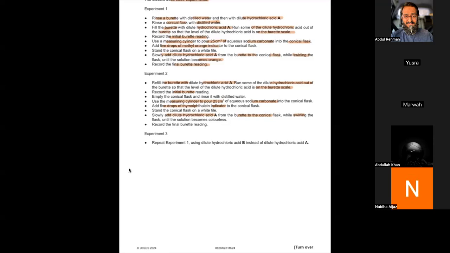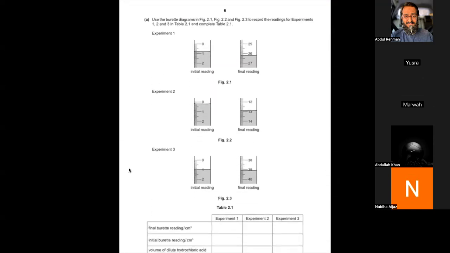Now, what happens next? Repeat in experiment 3. Repeat experiment using hydrochloric acid B instead of A. So in experiment 3, there is a difference with the experiment A, using a different hydrochloric acid, but the same indicator has been used. Now let's move to the questions. Use the burette diagrams in figure 2.1, 2.2, 2.3. Record the readings of the experiment 1, 2, and 3 in table 2.1 and complete table 2.1.